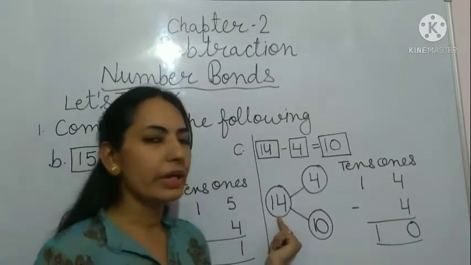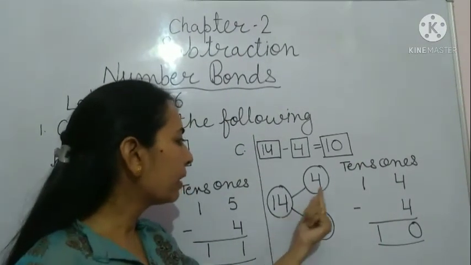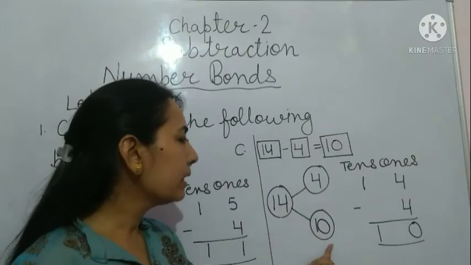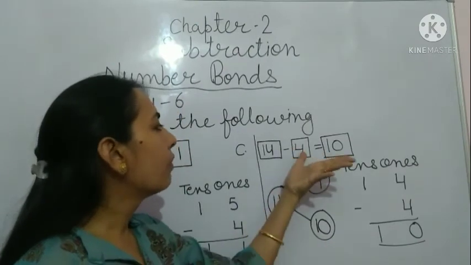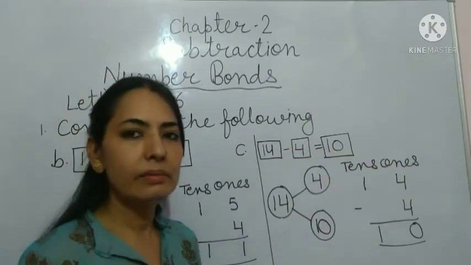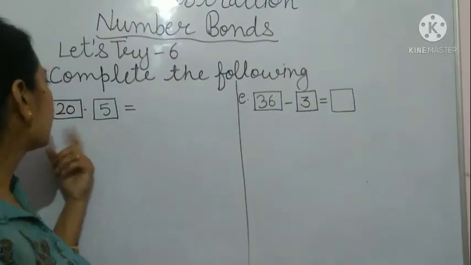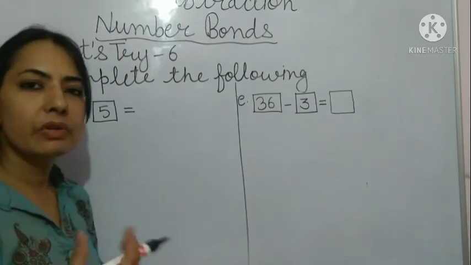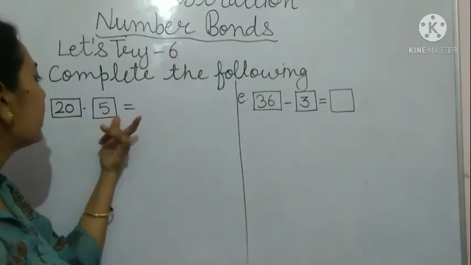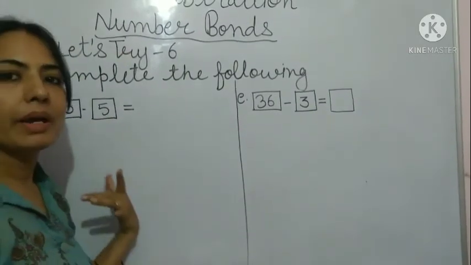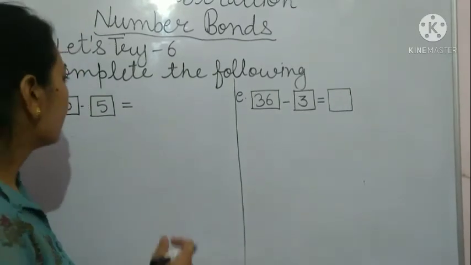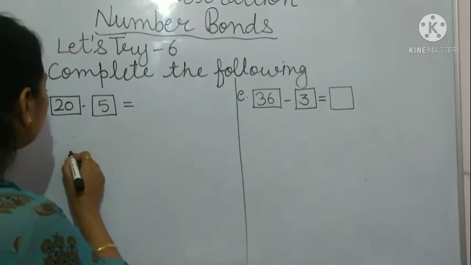So if you break 14, if you have one part 4, the other part is 10, and if we minus 4 from 14, we get 10 as the answer. Okay, beta, now we will solve our next one. Next is number D, and in number D, what do we have to do? We have to minus 5 from 20 by using our number bond. So I am going to make the bond.